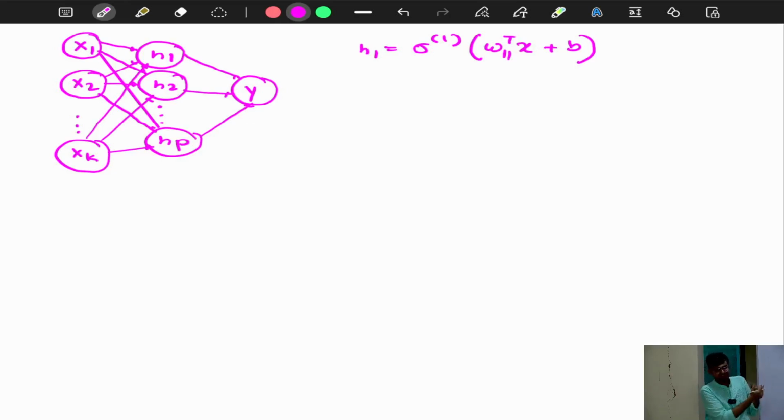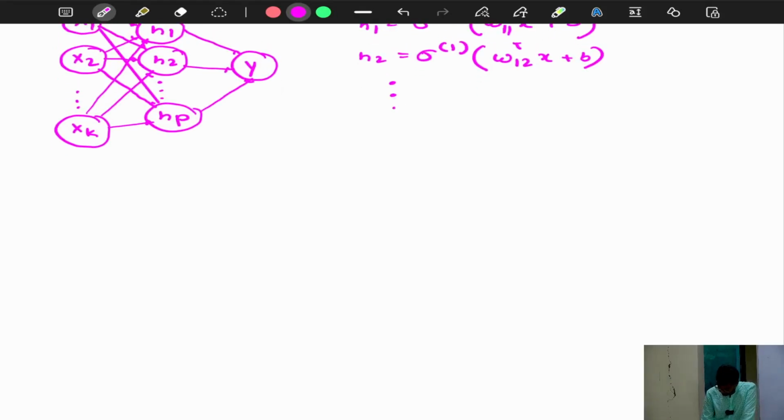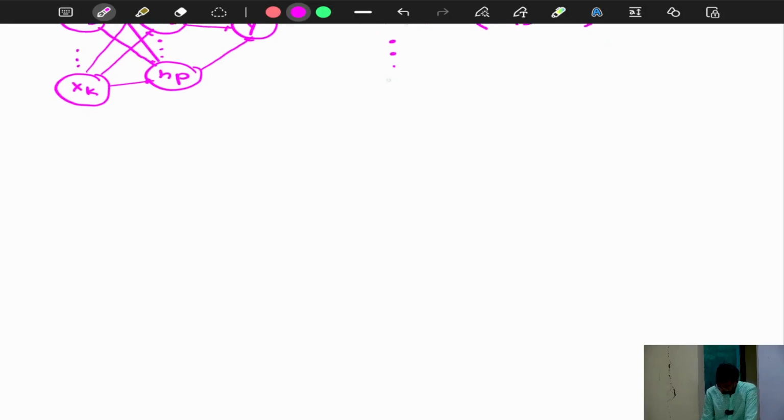The previous layers are your choice, your convenience, your design, and all of those things, right? How well you can design these things. So, H1, similarly you can write H2, sigma 1, W12 transpose x plus b, and like that you can write the other H's, right? And then you have your y also.